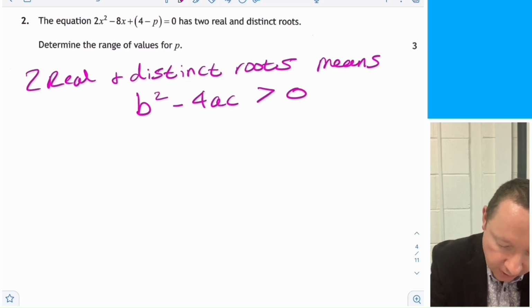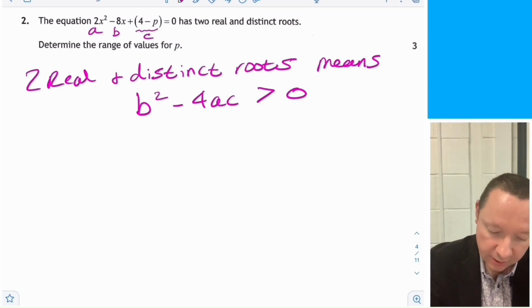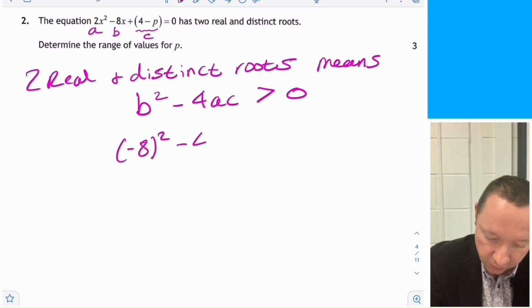So in this case, a is 2, b is minus 8, and this whole thing here is c, 4 minus p. So we'll just substitute that in. So we've got minus 8 squared minus 4 times 2 times (4 minus p) is greater than 0.